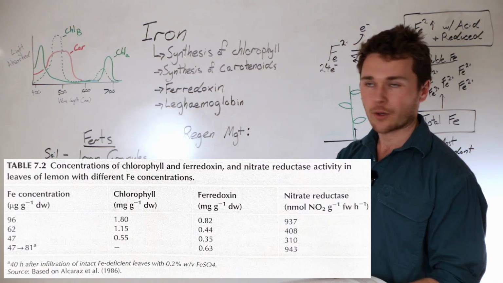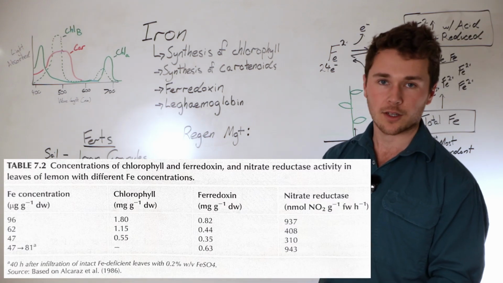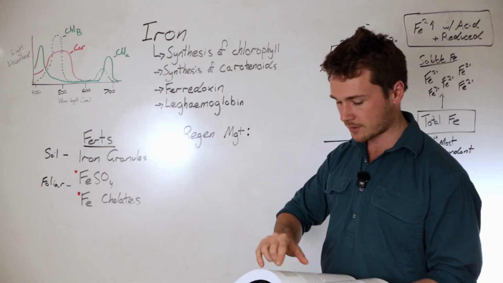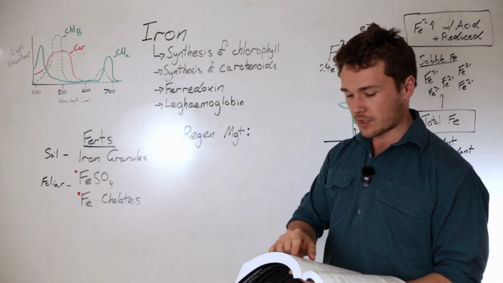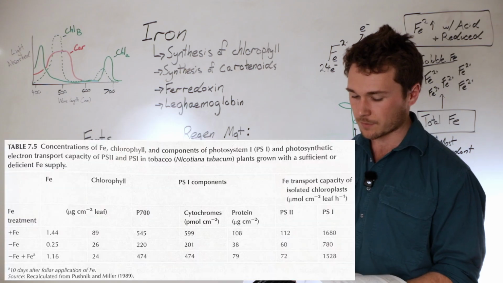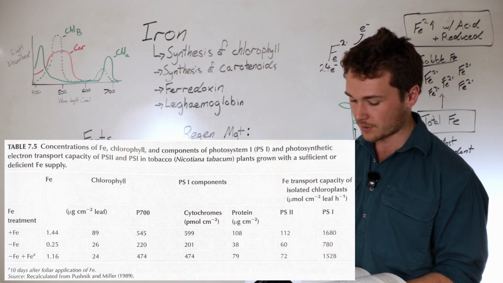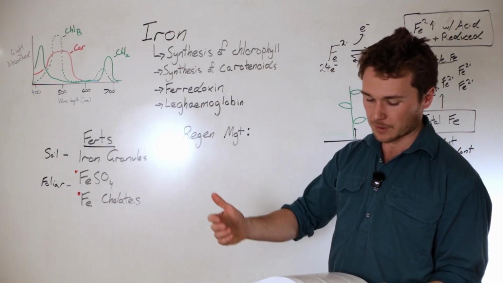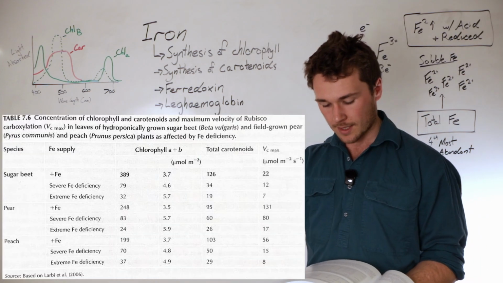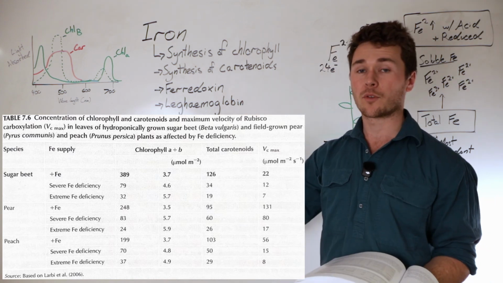Skipping ahead a little bit, ferredoxin, which is that one, also decreases with a decrease in iron concentration. We'll talk about that in just a moment. Another relationship between iron supply and chlorophyll content in leaves: iron-sufficient plants have a high concentration relative to iron-deficient plants. And then finally, we're looking at iron supply, chlorophyll A and B, as well as total carotenoids here, but also rubisco speed.